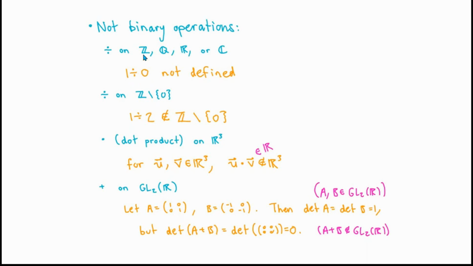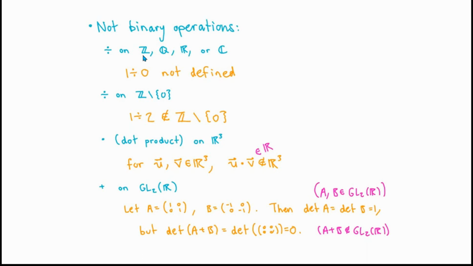Well, now you may wonder, what about if we throw 0 out of these sets? Well, that does fix the problem for the sets Q, R, and C, because division of any two non-zero rational, real, or complex numbers is defined, and again produces a rational, real, or complex number respectively. That's the reason why division on Q minus 0 or R minus 0 or C minus 0 was listed as one of our binary operations on the previous slide.